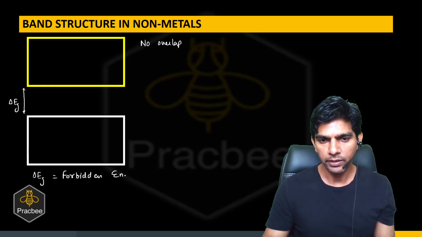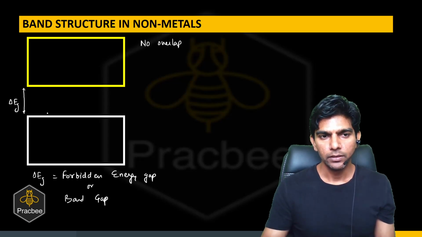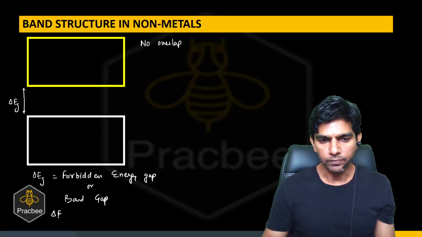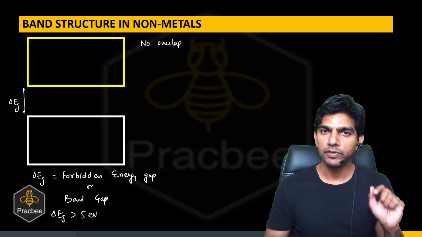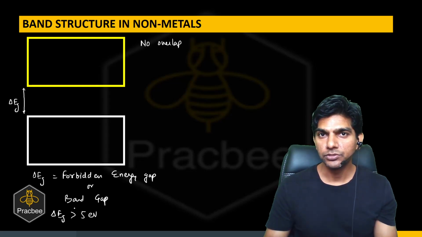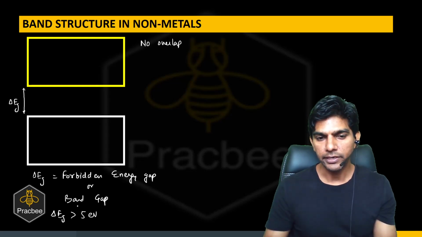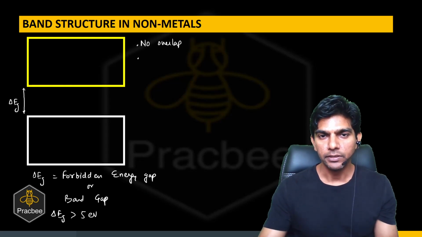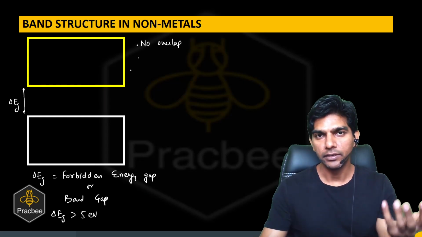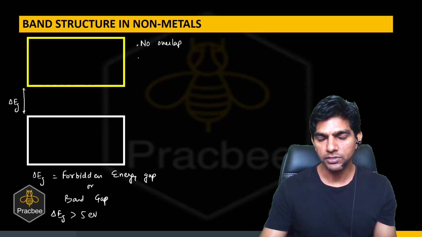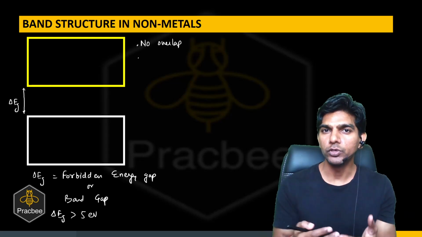Forbidden energy gap, or we can also call it a band gap. In the case of a non-metal, this delta Eg is greater than 5 electron volts, and it will be very difficult for the electrons to gain this energy from the temperature, right? So they cannot attain this energy if you increase the temperature. That's why there are hardly any electrons in the conduction band which can take part in the conduction process. So that's why the conductivity of a non-metal is poor.